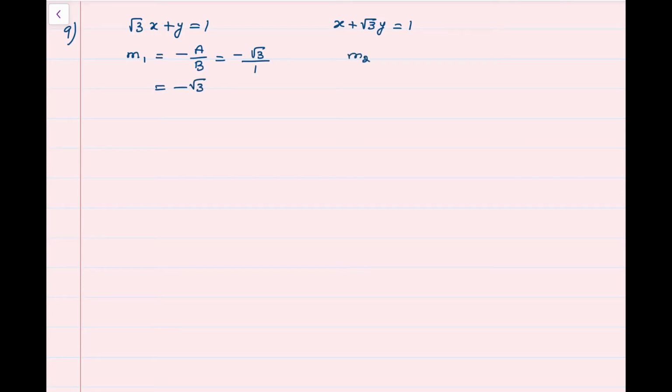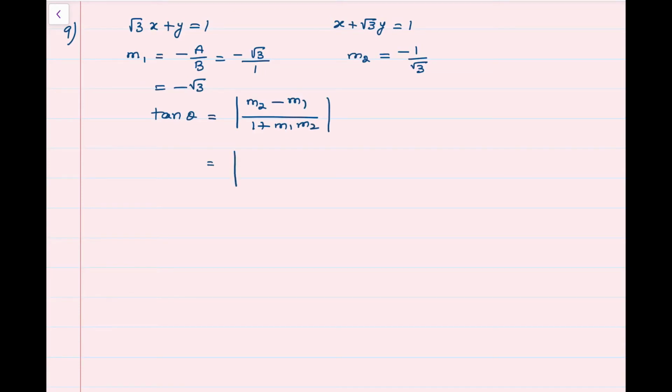Let us find the slope of the second line. We will take it as m2, which is minus a divided by b. The coefficient of x is 1, the coefficient of y is root 3. And we have to find the angle between these two lines. The formula is tan theta is equal to the absolute value of (m2 minus m1) divided by (1 plus m1 m2).